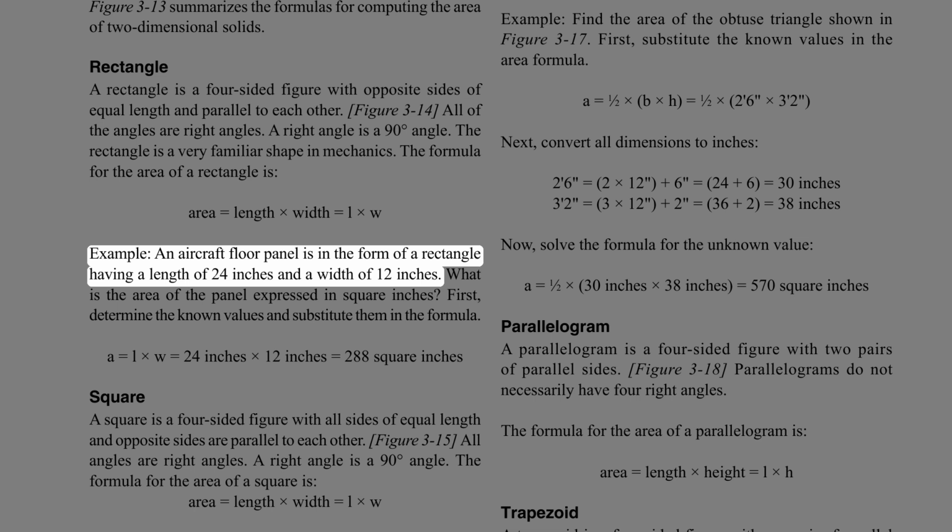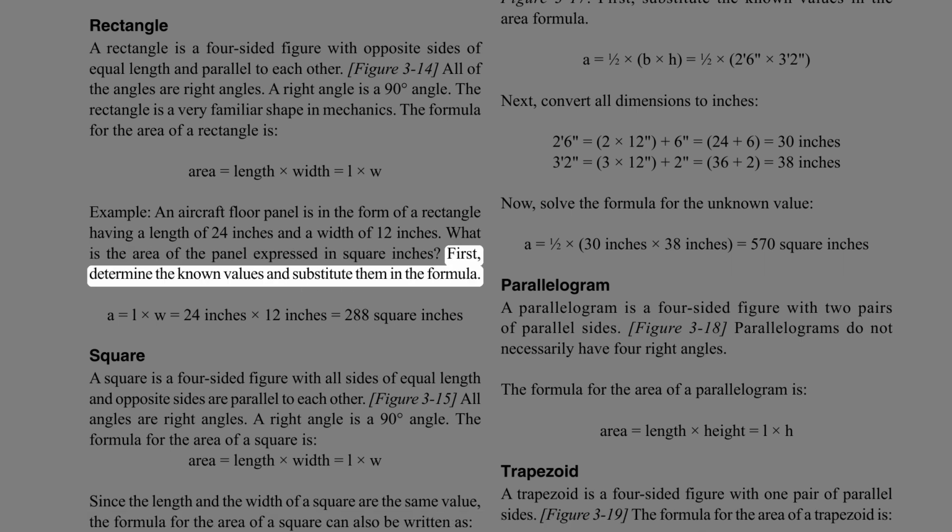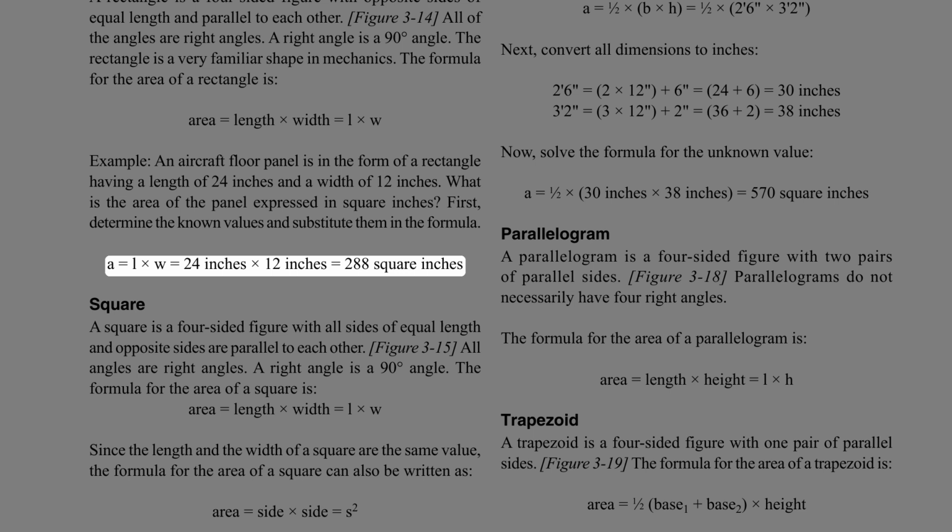Example: an aircraft floor panel is in the form of a rectangle having a length of 24 inches and a width of 12 inches. What is the area of the panel expressed in square inches? First, determine the known values and substitute them in the formula. A equals L times W equals 24 inches times 12 inches equals 288 square inches.